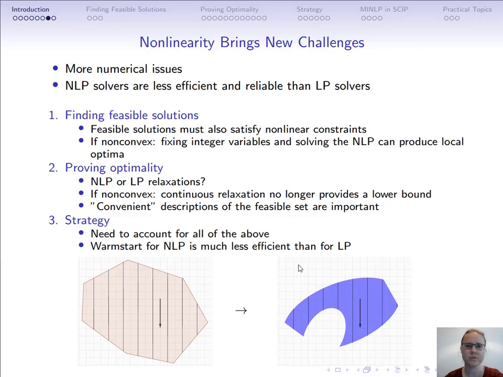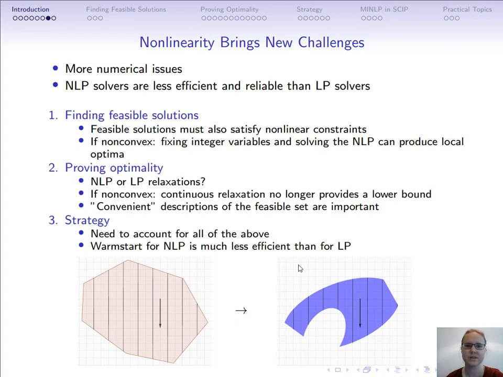Now, what happens when the problem also becomes nonlinear? First of all, there are some general difficulties that are associated with nonlinear problems, such as, for example, numerical issues becoming worse, or nonlinear programming solvers being less efficient and less reliable than linear programming solvers. And these general issues will be encountered on all the sides of the solution process.